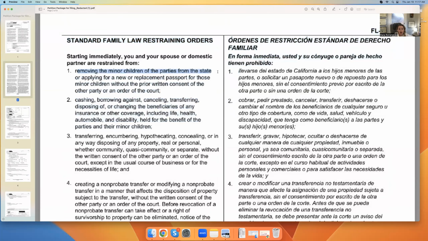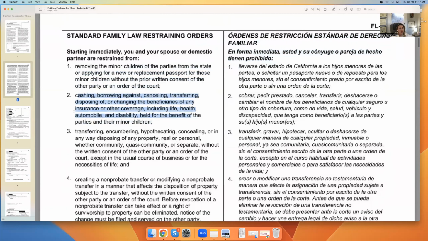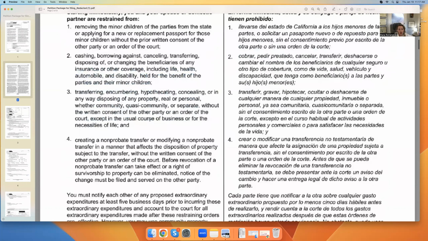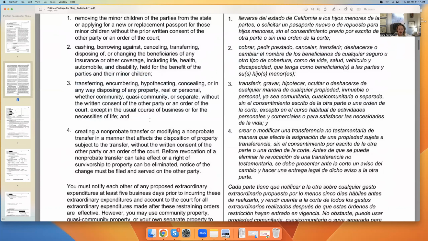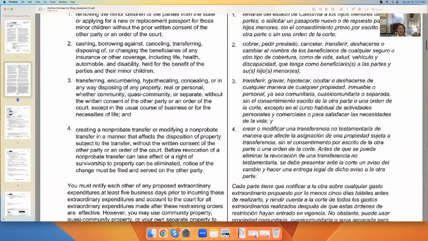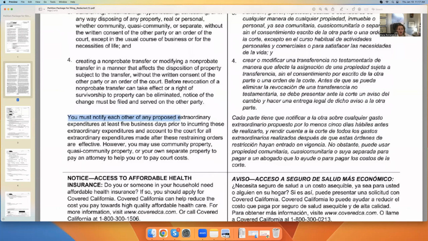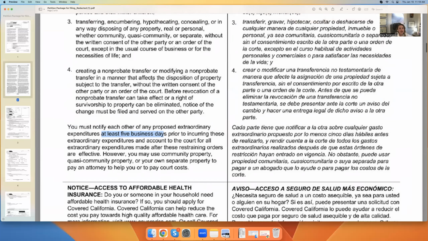Removing children out of California, depositing, closing bank accounts and things like that, transferring, encumbering, concealing: basically, do not do anything shady, because both of you will have a fiduciary duty during the divorce to act in the best interest of finances for both of you, not just for one person. And right here, it says you must notify each other at least 5 business days, not just days, business days prior to incurring these extraordinary expenses. It doesn't say written consent.